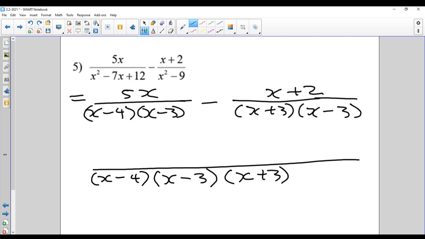Any factor that we had before must be included in the common denominator. So I have to put the x minus 4. I have to put the x minus 3 at least once, even though it appears twice. And I have to put the x plus 3 as well. So all three of those, just like you said, Che, are your common denominator.